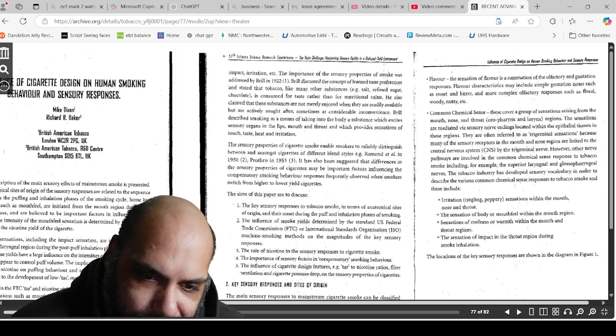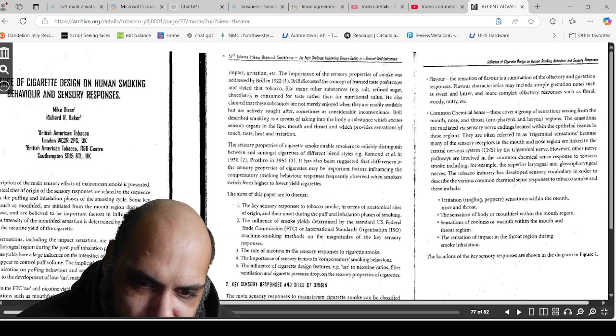The sensory properties of cigarette smoke enable smokers to reliably distinguish between and among cigarettes of different blend styles, e.g., Raymond et al. in 1950, Prothrow in 1953. It has also been suggested that differences in the sensory properties of cigarettes may be important factors influencing the compensatory smoking behavior. Responses in puff frequency are observed when smokers switch from higher to low yield cigarettes.